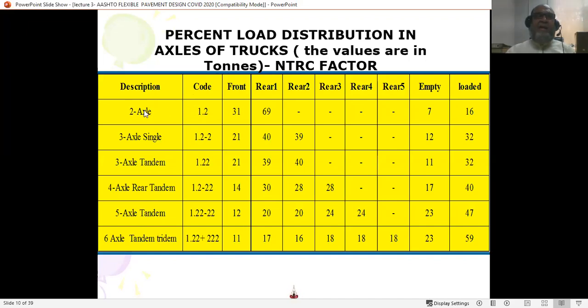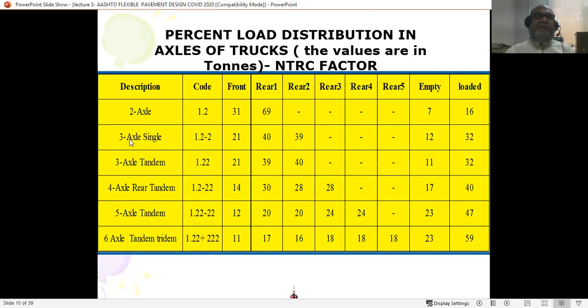There is a code associated with this type of vehicle as well. There is one wheel on each side of the front axle, and there are two wheels on each side of the rear axle or drive axle. That's why we call it 31% and 69% on the rear one.